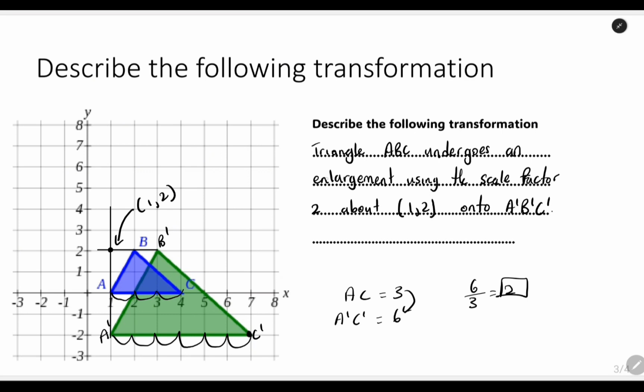The important things that we need to include are the type of transformation, the scale factor, and the center of enlargement. It doesn't matter how you put it, you just have to include these 3 things in your statement. You could have said triangle ABC undergoes an enlargement about the point 1, 2 using a scale factor 2 onto A prime, B prime, C prime. It doesn't matter how you structure the sentence, you just have to ensure you include those 3 main ingredients when it's an enlargement.